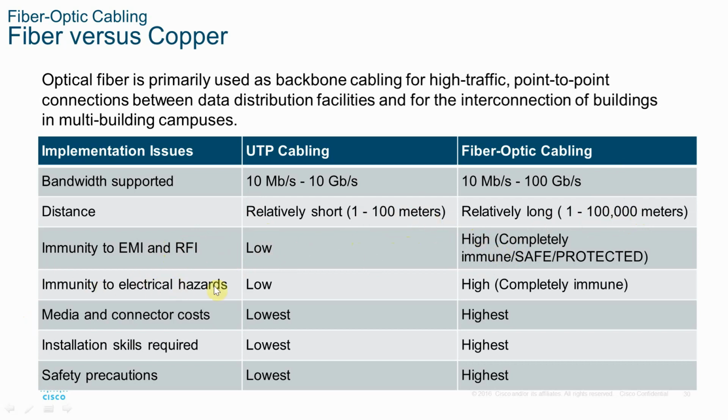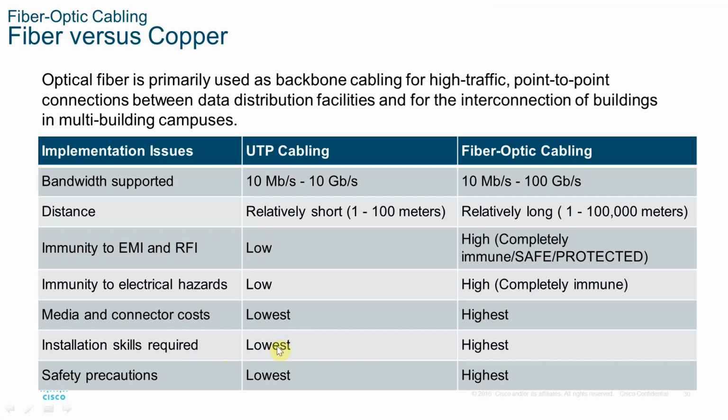Immunity to electric hazards. Immunity means protection. So for electric hazards, if higher voltage is coming in the cable, maybe the network gets damaged. Okay, this is protected. Media and connector cost: RJ45 and its connectors are very low cost, but the straight tip or any other connector is very costly for fiber optic.